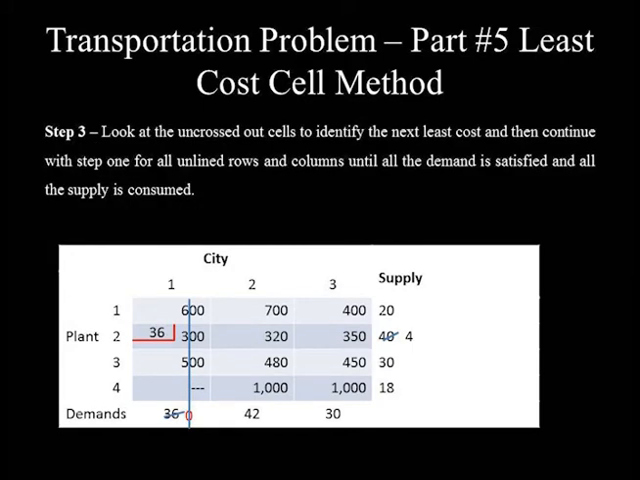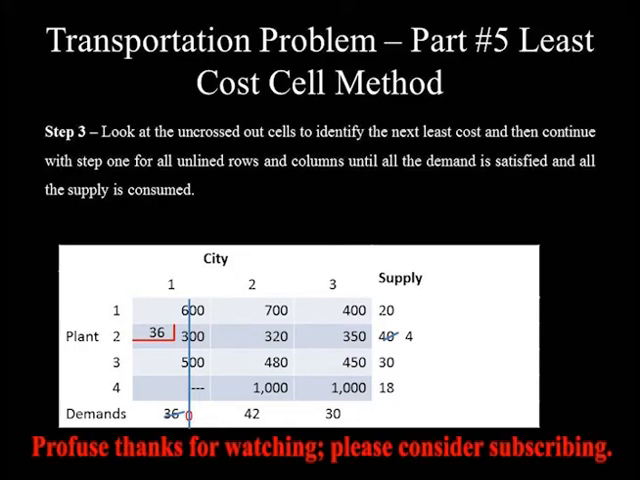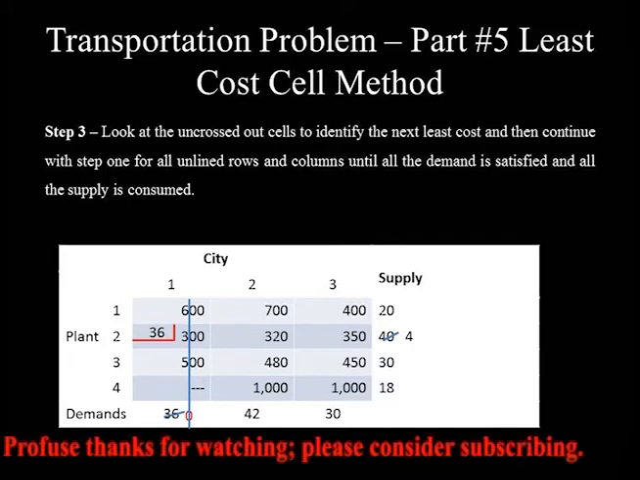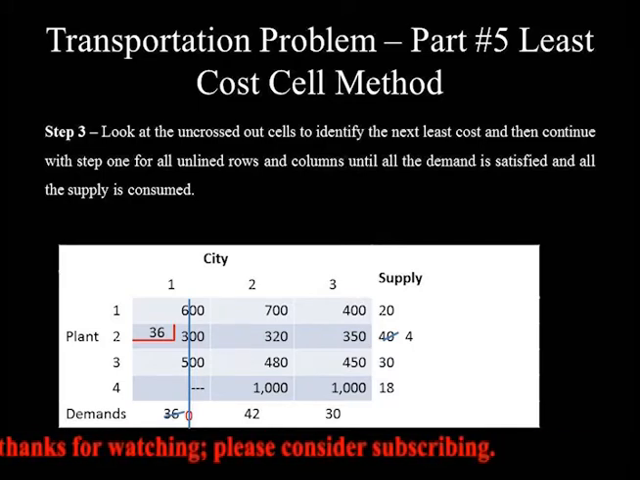Step 3: look at the uncrossed out cells to identify the next least cost, and then continue with step 1 for all unlined rows and columns until all demand is satisfied and all supply is consumed.